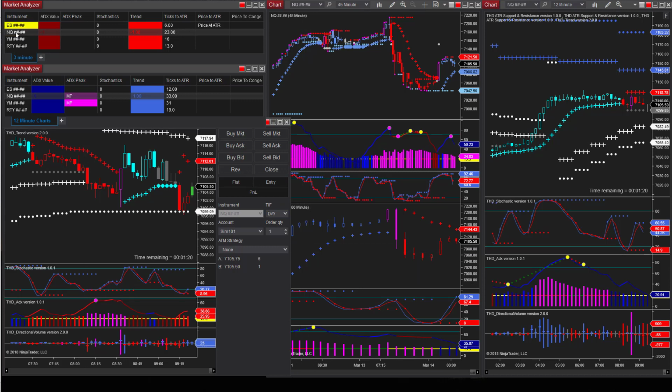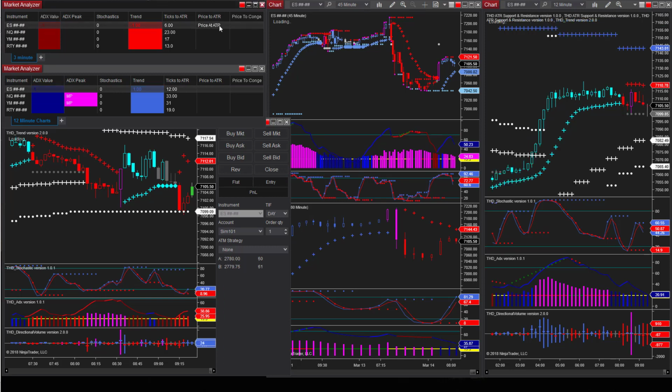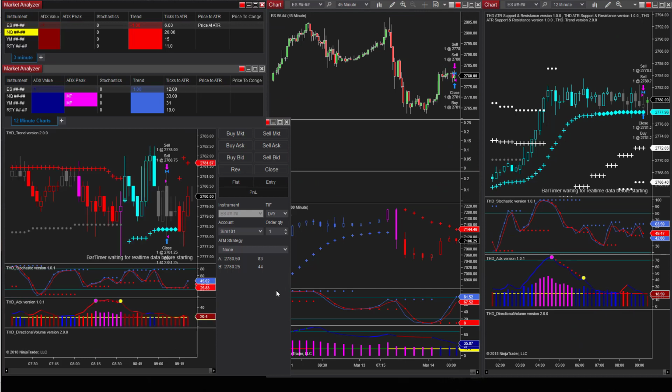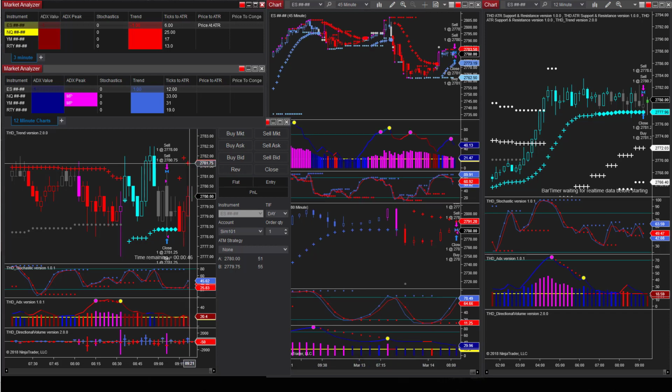Alright, I am back. You can see the ES is back to the ATR. So that just tells me we're within 5 ticks of this ATR. I would still like to see it get closer to this ATR. You still have the magenta peak over here.